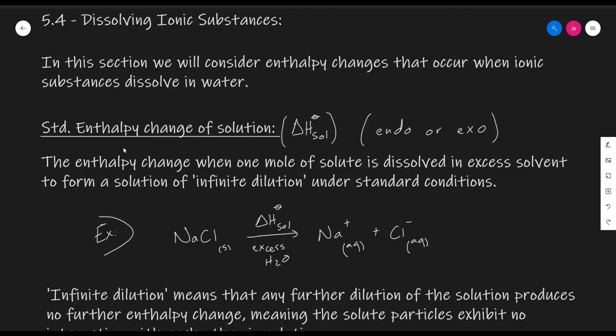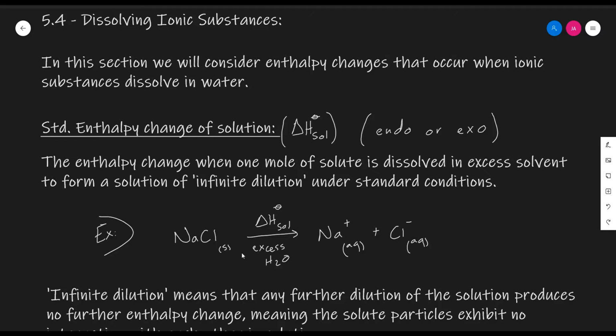change of solution, of solutes, delta H solution, which is stated here. The definition states that it is the enthalpy change when 1 mole of a solute is dissolved in excess solvent to form a solution of infinite dilution under standard conditions. I have stated an example here for NaCl, an ionic compound, which is NaCl solid.